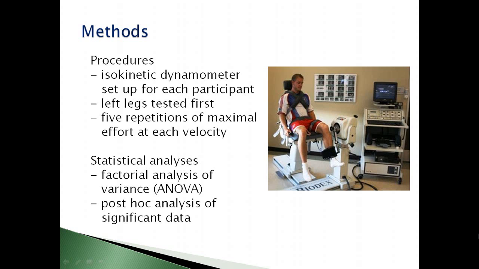Peak torque was measured using the isokinetic dynamometer, which was set up for each participant according to standard procedures. All left legs were tested first, with 5 repetitions of maximal effort at each velocity completed. The data was analysed using a factorial 2x3 analysis of variance for dominant and non-dominant legs and the angular velocities of 30, 120 and 240 degrees per second. Post hoc analyses were completed on significant data.